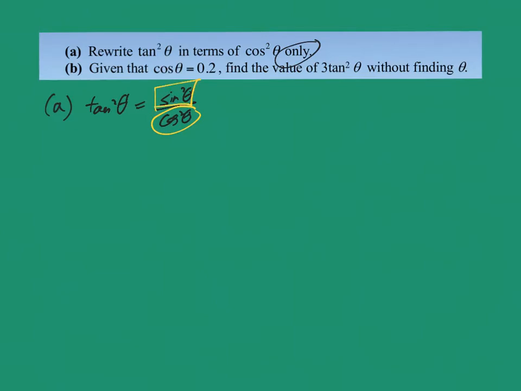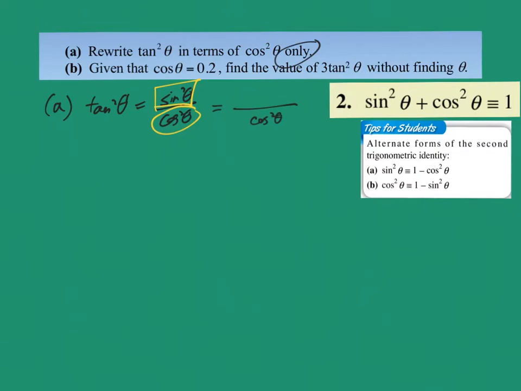It's okay. If you still remember, there are two other forms for the second trig identity. That is, when you see sine square theta, you can change it to 1 minus cosine square theta. Now check the numerator and denominator. All of them are in terms of cosine square theta. Done.